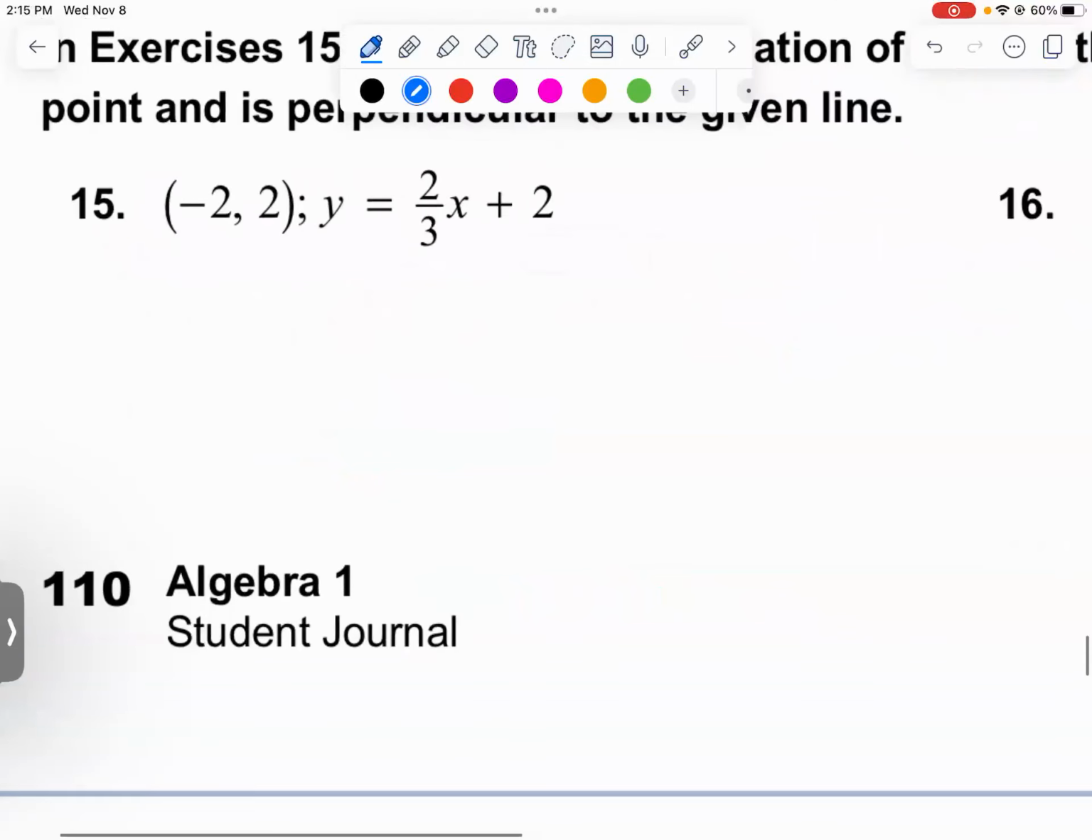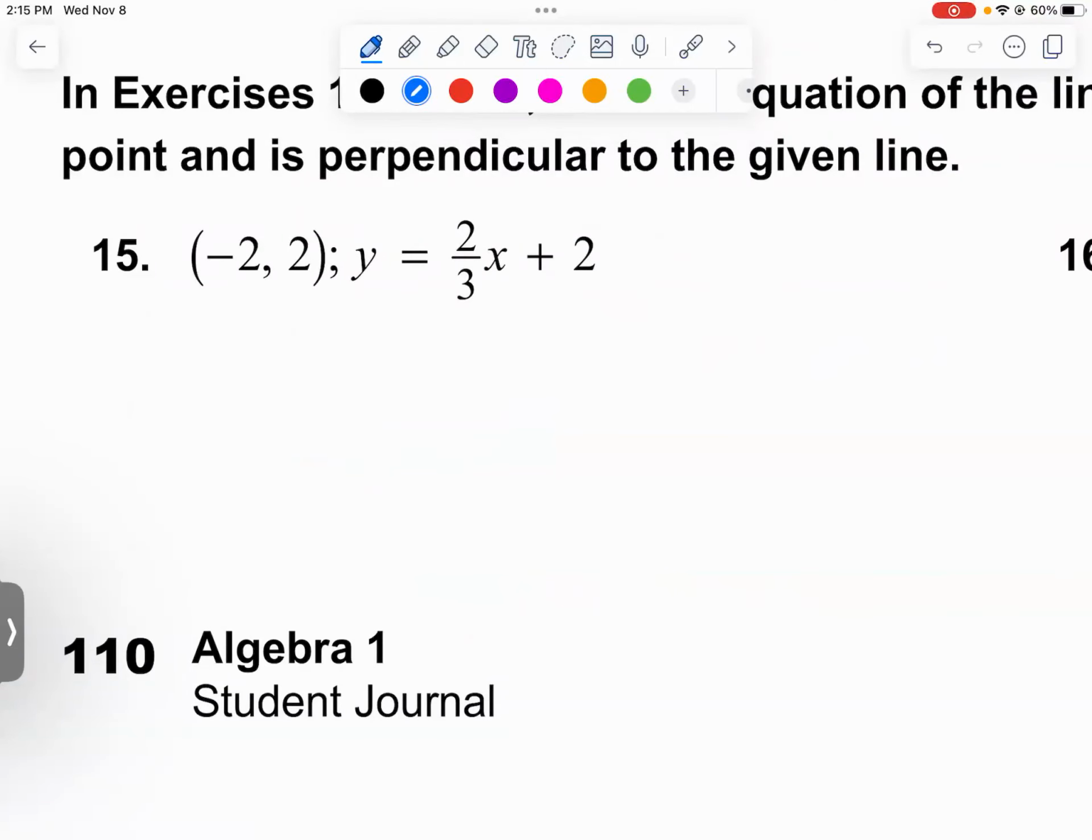All right, so last thing we're gonna do, we're gonna talk about number 15. And we want to write a line perpendicular to this one going through this point. All right, so here's our point. What's our slope? -3/2. You agree with Henry? -3/2.